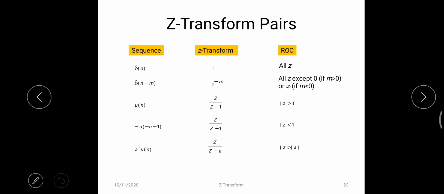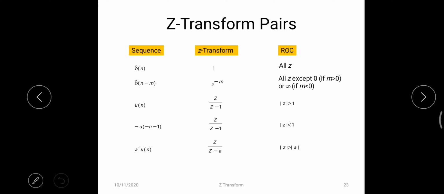That is 1. Delta of n minus 1 is Z power minus m. This you may get in the upcoming lectures. That is, delta of n minus m can be found by using properties of Z transform, that is the shifting property. So you may get in the upcoming lectures. Then Z transform of u of n is Z by Z minus 1. Z transform of minus u of minus n minus 1 is Z by Z minus 1, but ROC may differ.